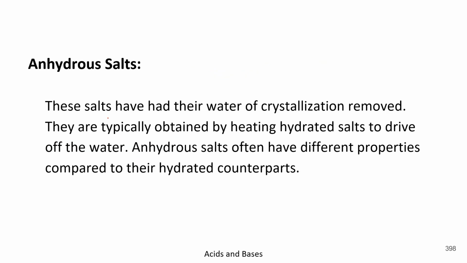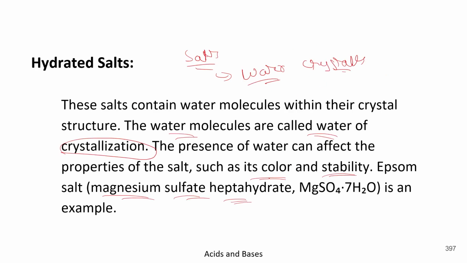Now let's move forward. An anhydrous salt is when the water of crystallization has been removed. Whenever such a thing happens, it is a form of anhydrous salt. Anhydrous salts often have different properties compared to their hydrated counterparts, because the hydrated counterparts have water, which could affect the color and the stability of the salt.